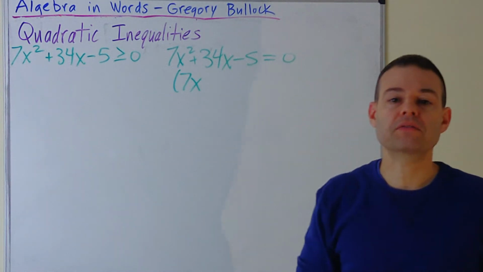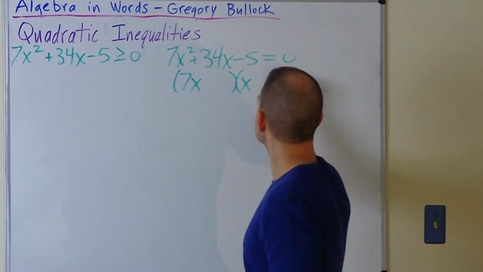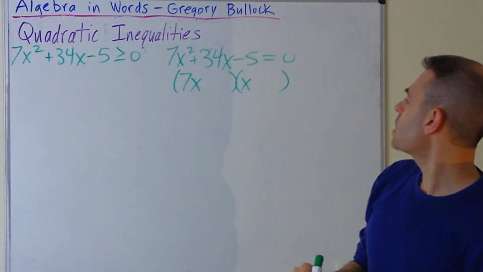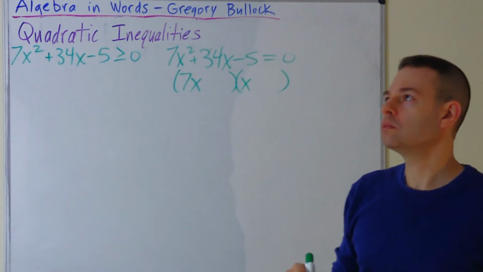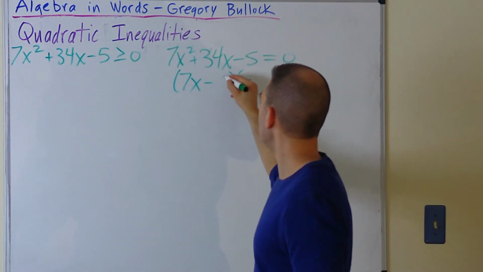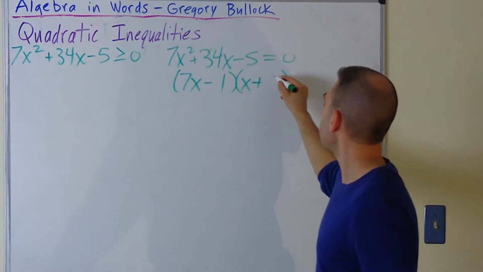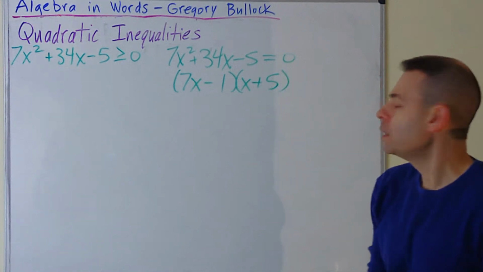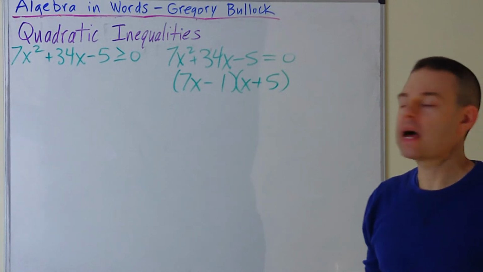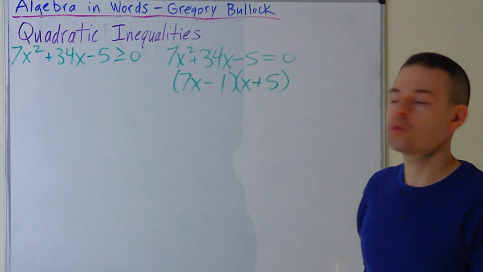And I think we can factor this into (7x minus 1) times (x plus 5). And if we FOIL that, it will check out to the original. And now we can solve each quantity.